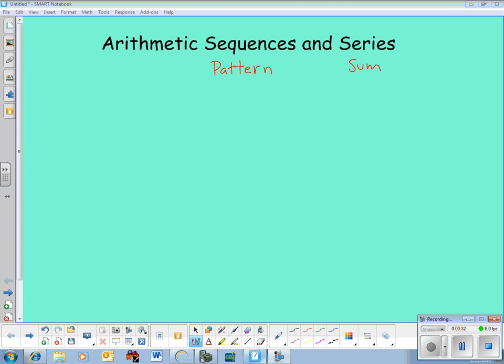So if you take the terms in the pattern and add them all together, then that's changing a sequence into a series. So we'll see applications where sometimes you just need to know one number in the list, and sometimes you need to know the sum of all the numbers in the list. Arithmetic, and it's not arithmetic, it's arithmetic. The stress is here. I'm not sure how I indicate a stress in English, but arithmetic sequence and series.